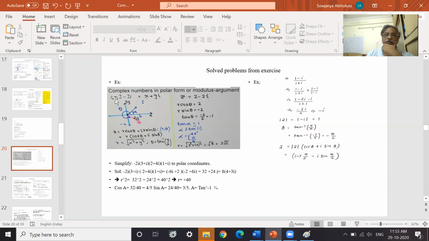Similarly here, we have given 2 minus 2i. So z is 2 minus 2i. What is r? r is the root of 2 squared plus 2 squared, which is 2 root 2. So r cos theta is 2, r sin theta is minus 2. So tan theta is minus 1. What is the angle for minus 1? Minus 45.